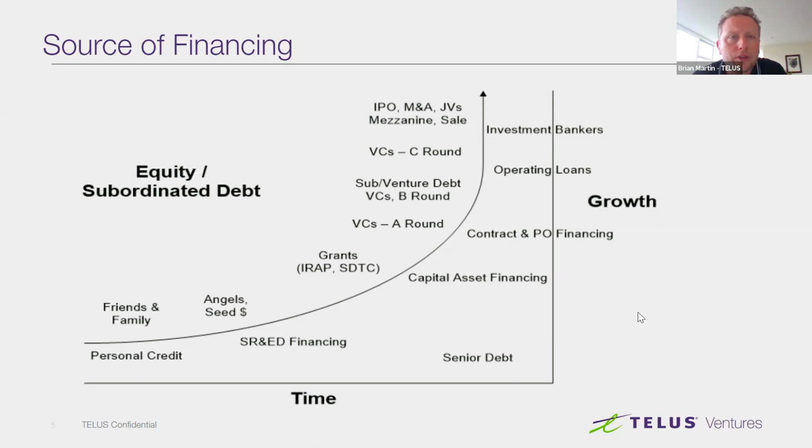Typically, if you're early on, you can do friends and family. You can also do personal credit. Then you have angel and seed rounds, typically done through accelerators. Then you get into SR&ED financing, grants. I'll spend some time on grants. Then you get into the institutional VC rounds, seed, A, then venture debt, B rounds, C rounds, and then the IPOs and the M&As. I'll cover a bit of all of these in due course.